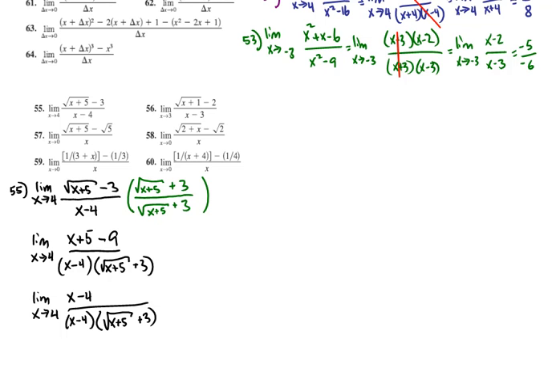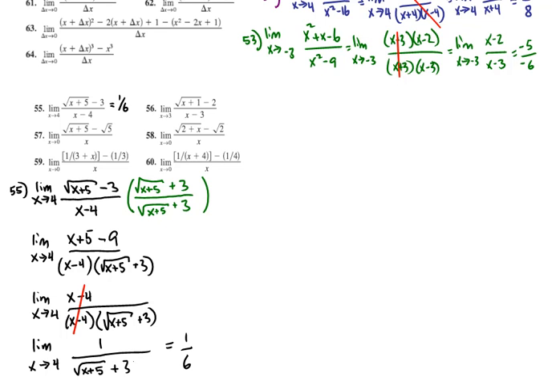Now we cancel the x minus 4 factor in the numerator and denominator, and I could rewrite, have the limit as x approaches 4 of 1 over square root of x plus 5 plus 3. At this point we can do the direct substitution method. We plug in x equals 4, and then the denominator will get square root of 9, which is 3, plus 3, which is 6. And so the final answer is 1/6.